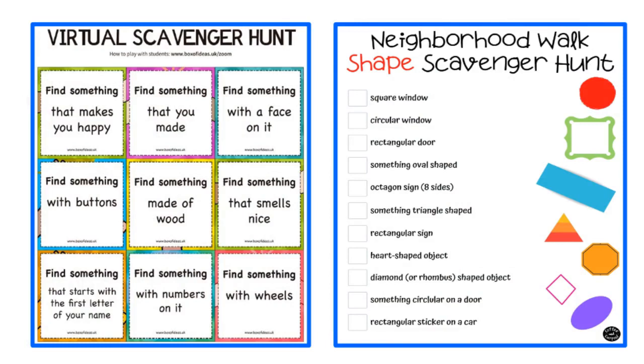So here's another virtual scavenger hunt. Find something with numbers on it. You could do this while they're online. You give them like 2 to 3 minutes to find something with numbers on it. They find it, they bring it back, they show it, then you go back and do another one. Find something with buttons on it. They find it, they bring it back.